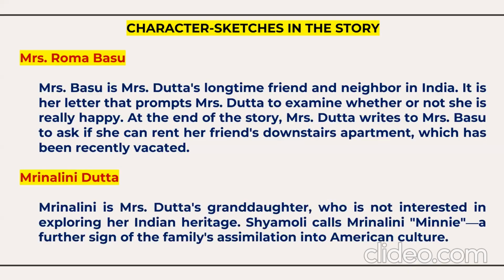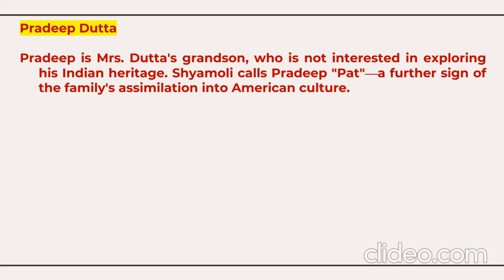Second character, Mrinalini Datta. Mrinalini Datta is Mrs. Datta's granddaughter who is not interested in exploring her Indian heritage. Shamoli calls Mrinalini as Mini, a further sign of the family's assimilation into American culture. Short name, which is transformed, washed out into English. And another important character, Pradeep Datta. Who is Pradeep? Pradeep is Mrs. Datta's grandson, Mrinalini's brother, who is not interested in exploring his Indian heritage. Shamoli calls Pradeep as Pat, a further sign of the family's assimilation into American culture.